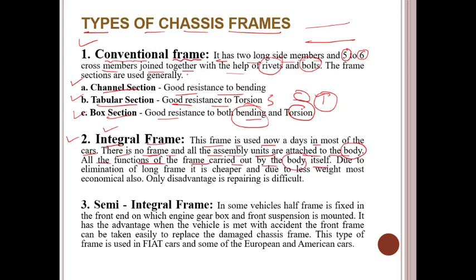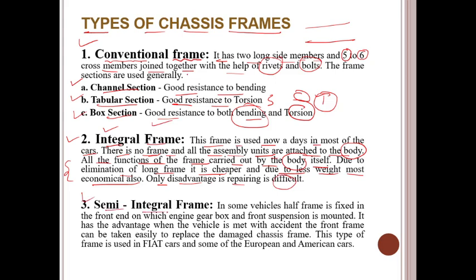This is most important. Due to the elimination of the long frame, it is cheaper, and due to the less weight, it is also more economical. Because of the less weight, the mileage of the vehicle will increase. There is a decrease in the weight of the vehicle. The only disadvantage is that repairing is very difficult. This is the biggest disadvantage of this integral frame.